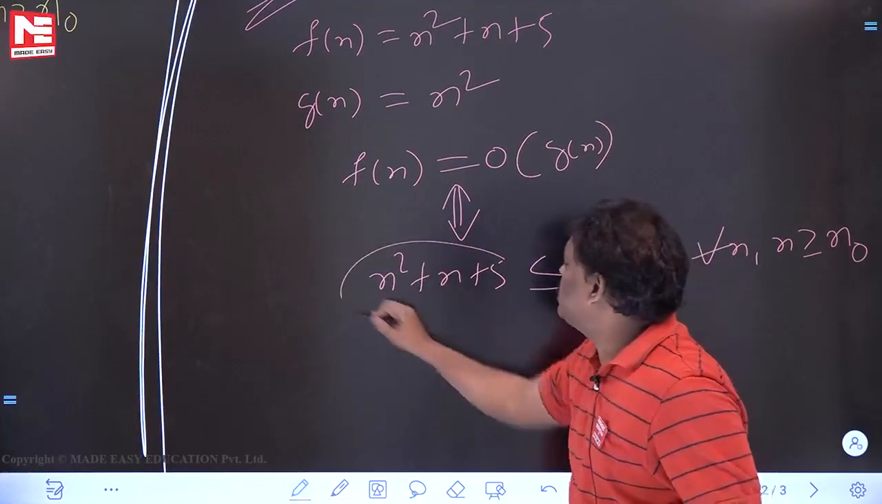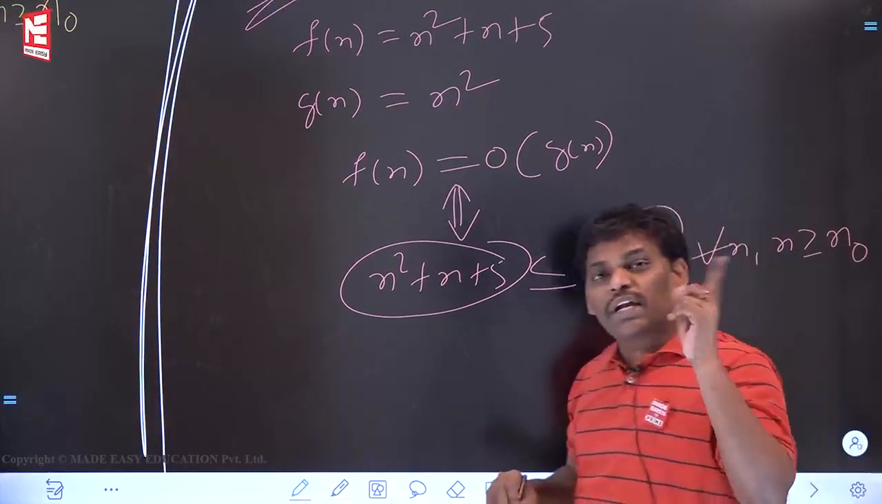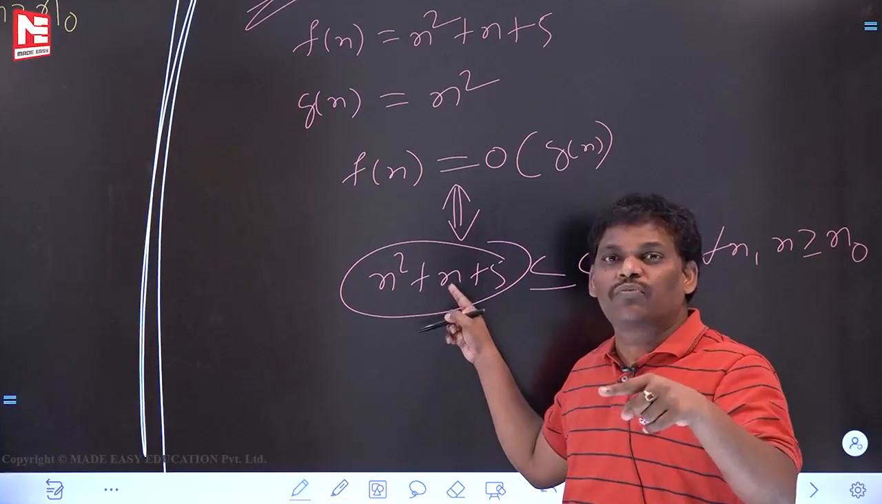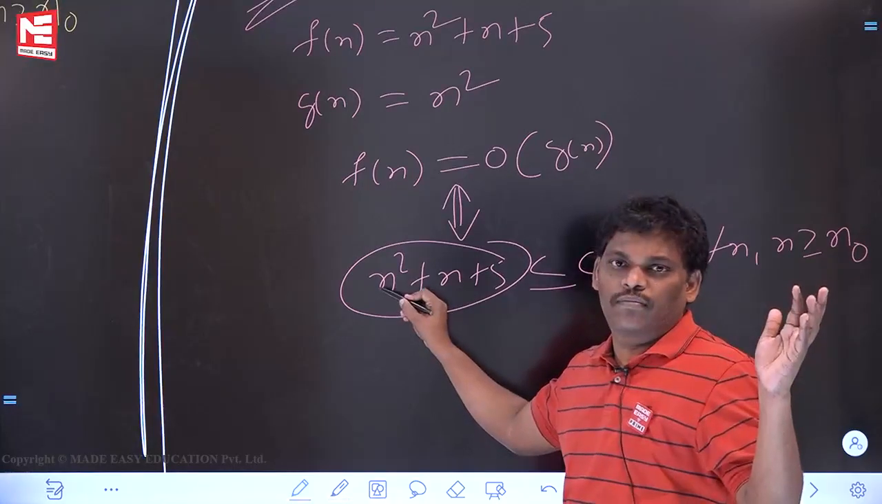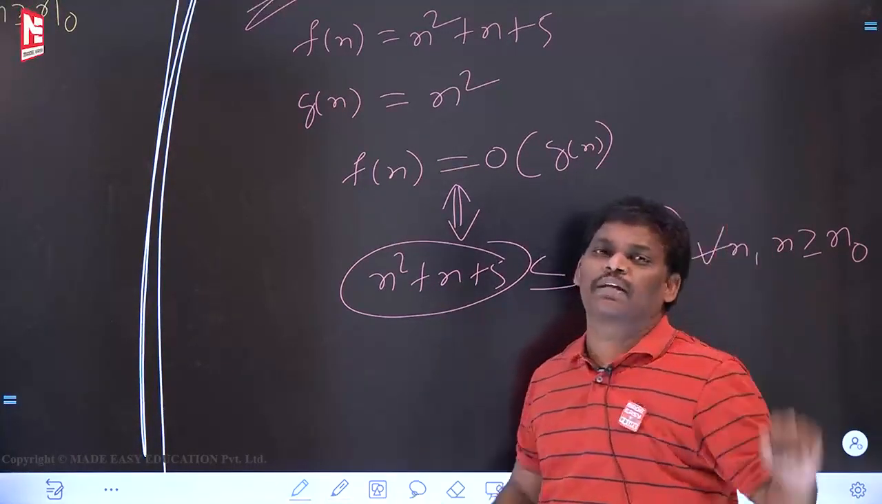What is the meaning? Comparing the left side, you want to prove the right side is bigger. Can you help me? What is there on the left side? n square plus something. Left hand side, if you observe, n square plus something, which is the bigger function? n square. Always remember, bigger things only will matter. Small things don't matter that much, right?